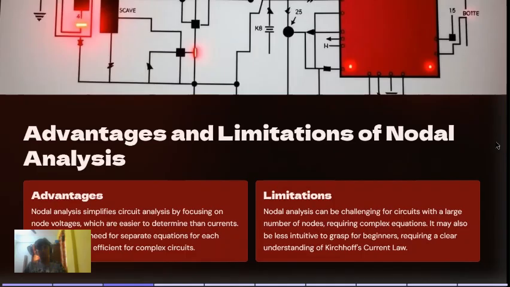Advantages and limitations of nodal analysis. Advantages: nodal analysis simplifies circuit analysis by focusing on node voltages, which are easier to determine than currents. It eliminates the need for a separate equation for each branch, making it efficient for complex circuits. Limitations: nodal analysis can be challenging for circuits with a large number of nodes, requiring complex equations. It may also be less intuitive to grasp for beginners, requiring a clear understanding of Kirchhoff's current law.